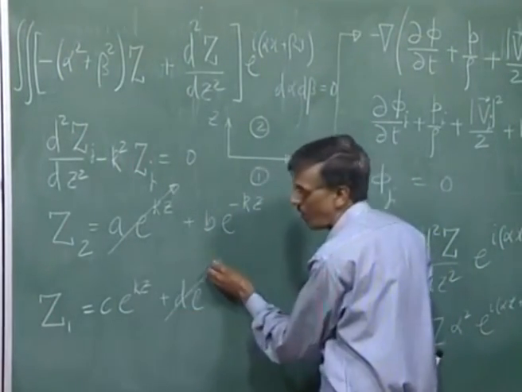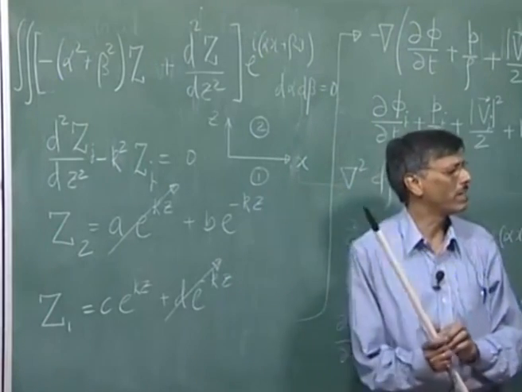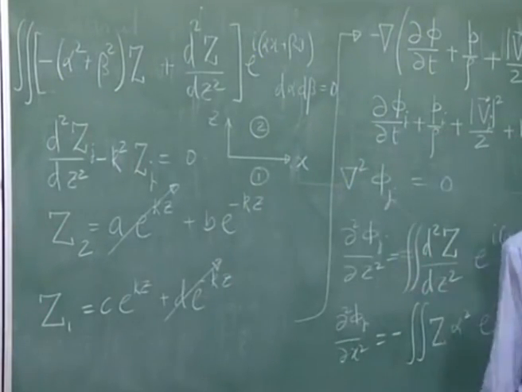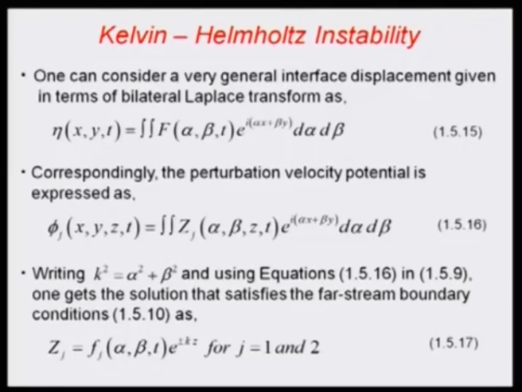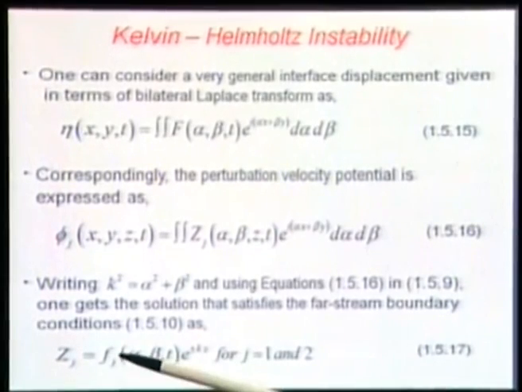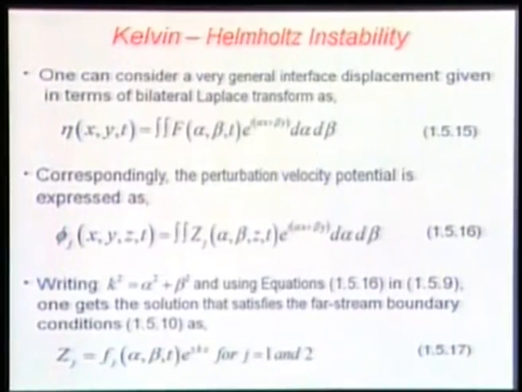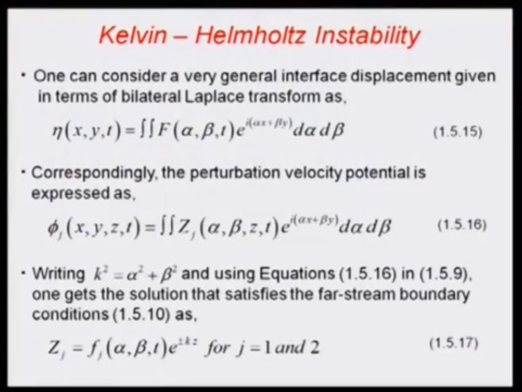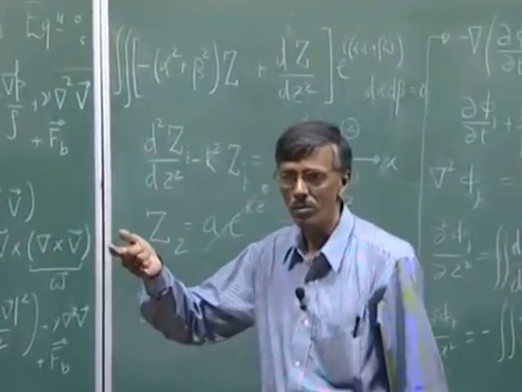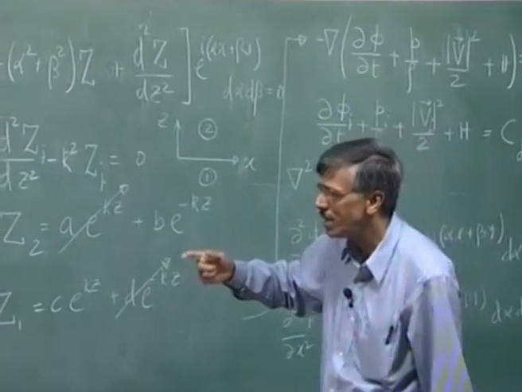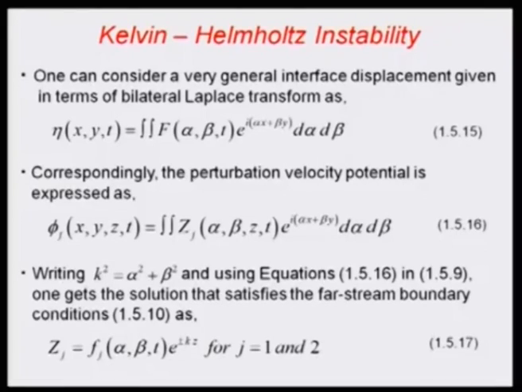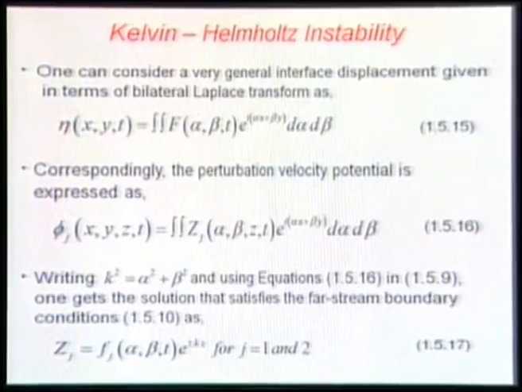So, I get this. What I can do is write this solution together, as we have done here: Zj equal to Fj e to the power plus or minus k z. For Z1 I will retain the plus part, and for j equal to 2 I will keep only the negative part. So, you have got it.